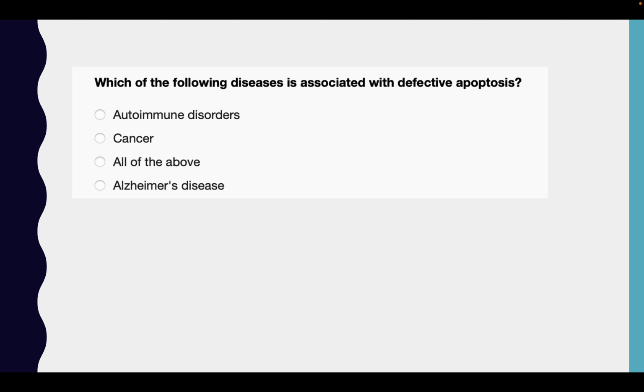Which of the following diseases is associated with defective apoptosis? Alzheimer's. Only Alzheimer's? Defective apoptosis leads to everything: cancer, autoimmune disorders, and Alzheimer's disease. Yes. Defective apoptosis means apoptosis is not happening properly, something went wrong, so it can lead to anything. You are right. Okay, it is all of the above.